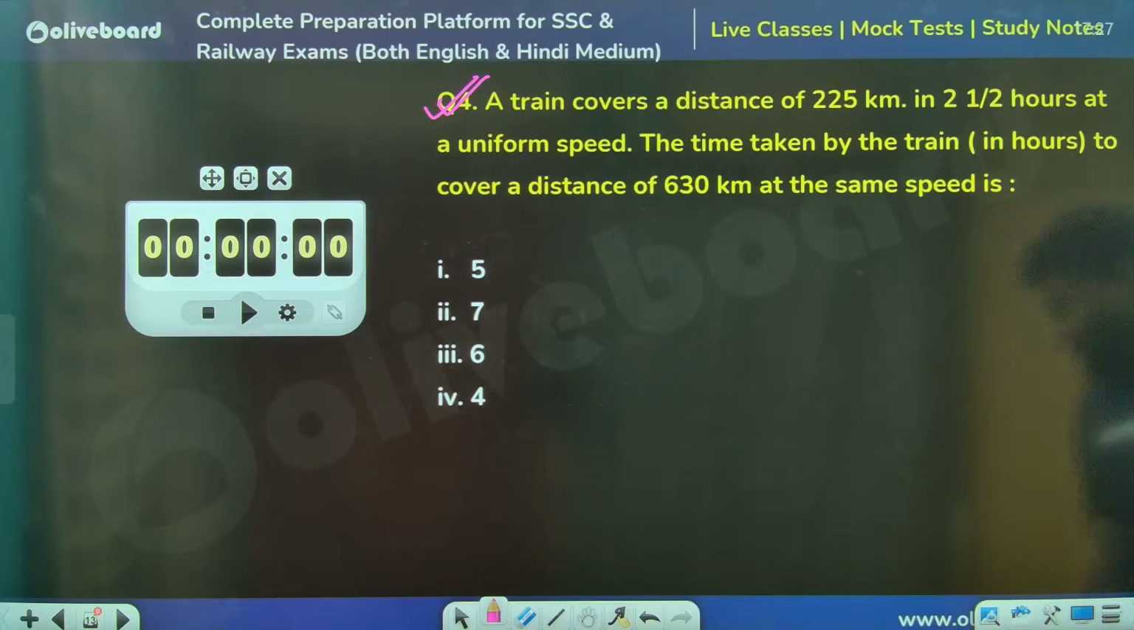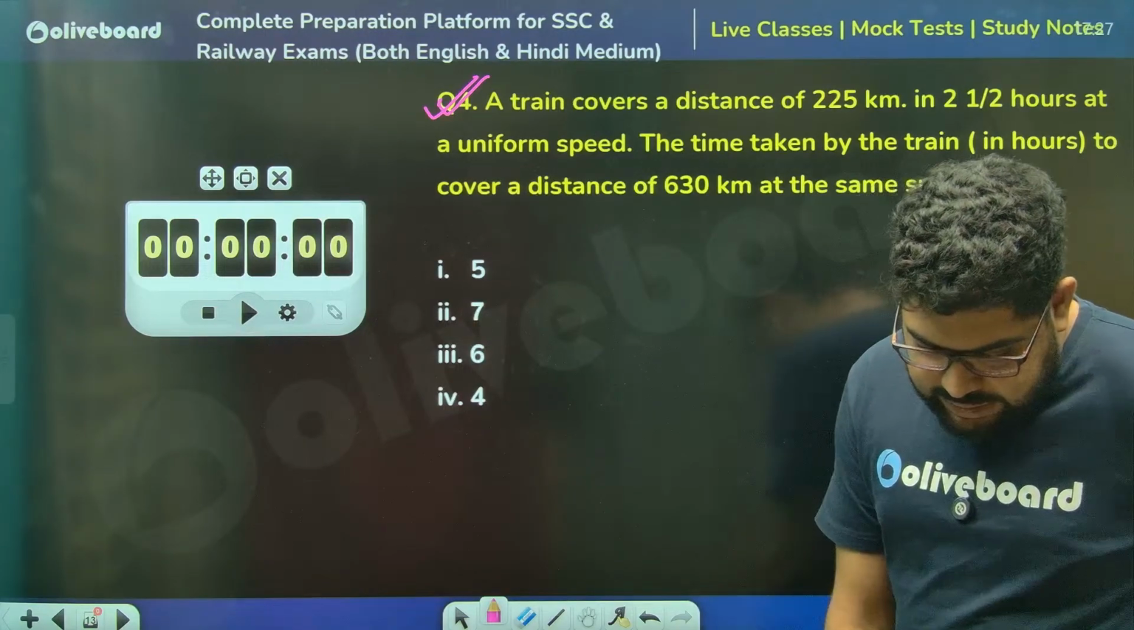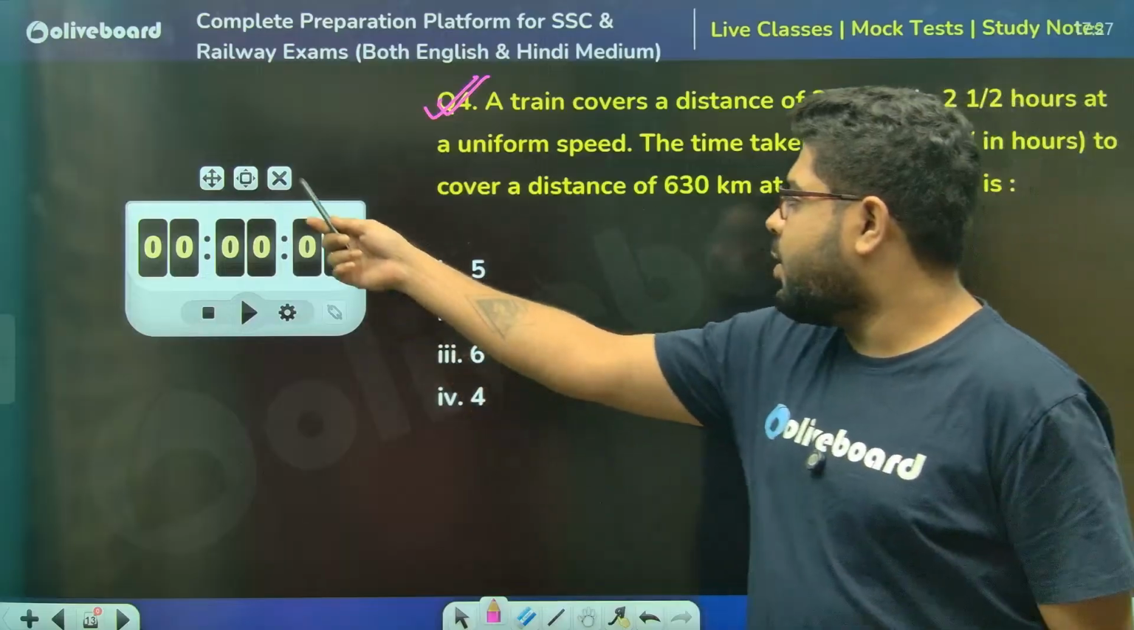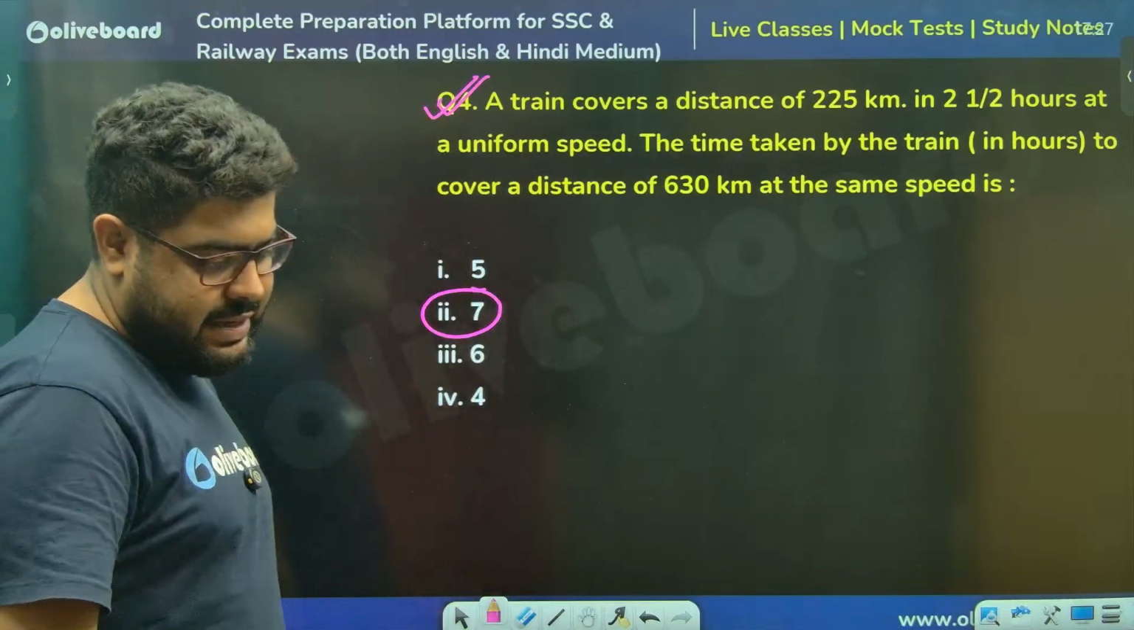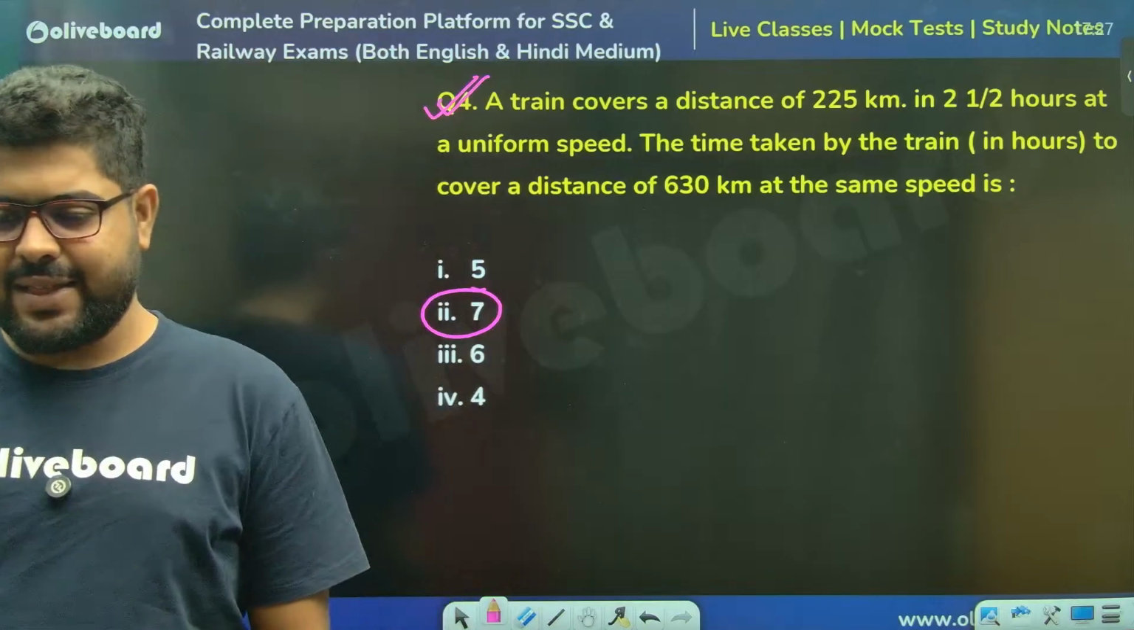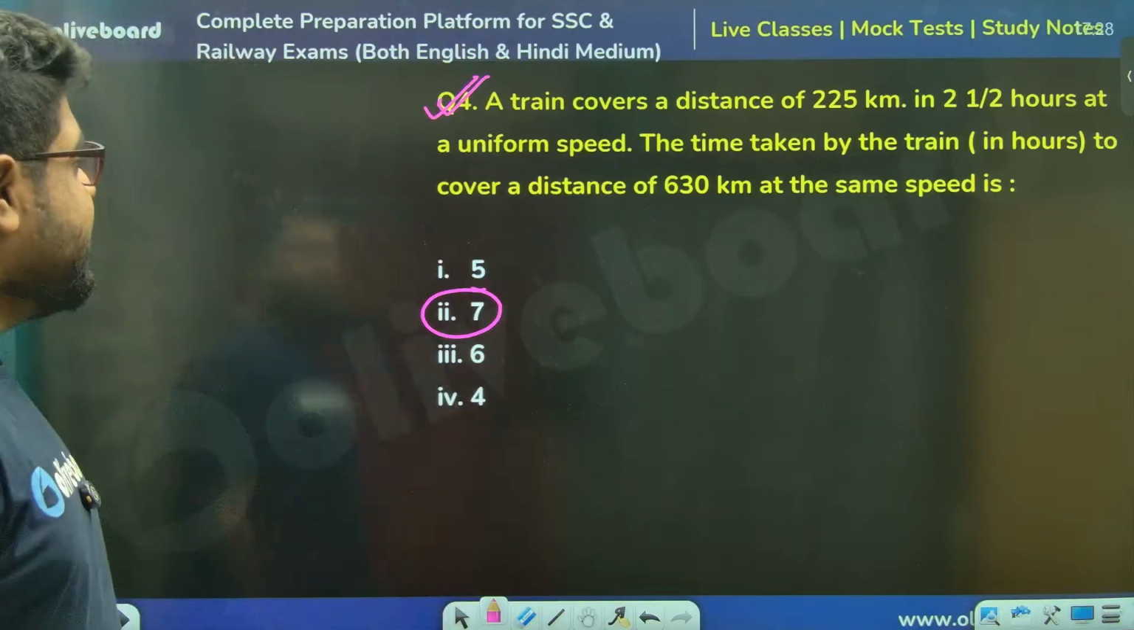Chalo, sir. Answers. Reena has given one answer as 7, option 2. Reena is saying it's 7, option 2. Let's see, sir. Any other answers? Any other answers? You see what they are saying?